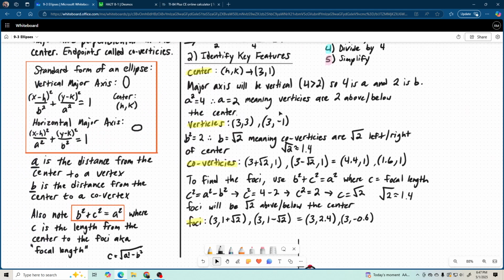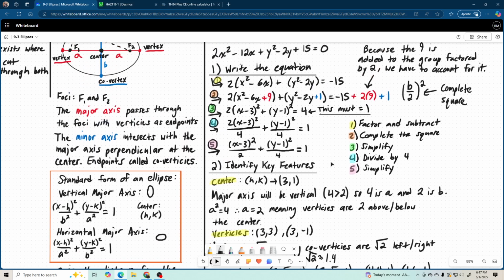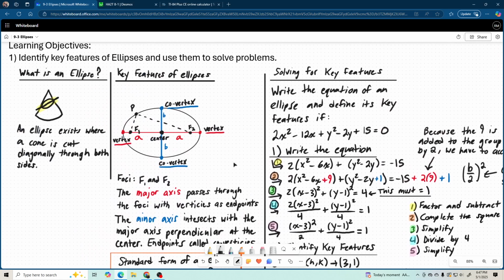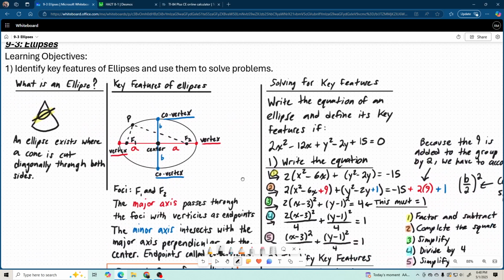This is identifying all of the key features of ellipses, and it's understanding the formula and how the formula shows us what those key features are. And it all stems from the idea of understanding which axis we're dealing with and how we can use the formula to identify all of our key features. So, all right, awesome. Well, that's it for 9.3, ellipses.